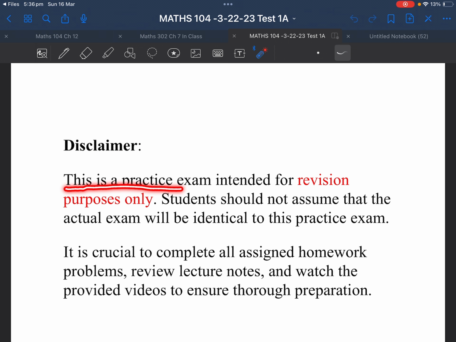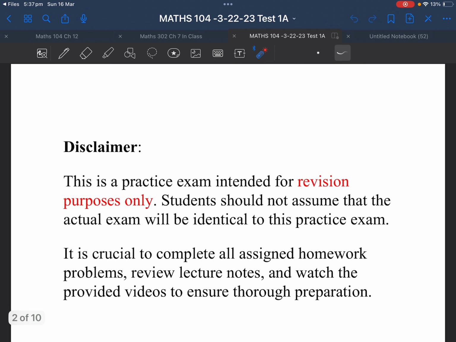The following will be just a practice exam, and it's only intended for revision purposes only. So it has nothing to do with your actual exam. It is not a model for your exam. It's just for you to revise, to test yourself, to practice more, keep yourself with a timer, be in the exam environment. You shouldn't assume the actual exam will be identical to this one.